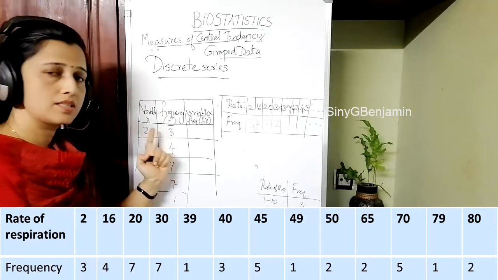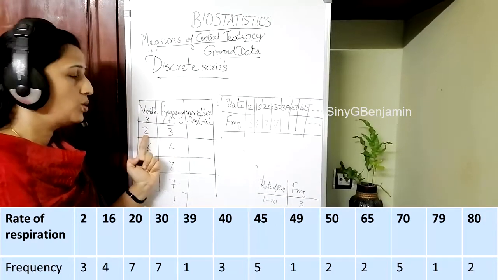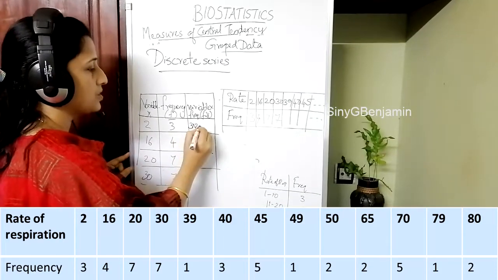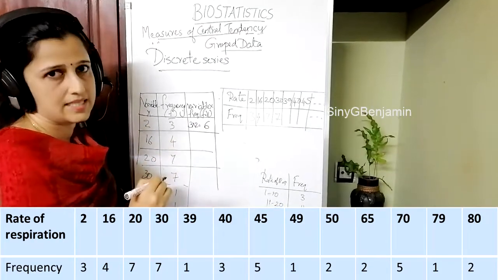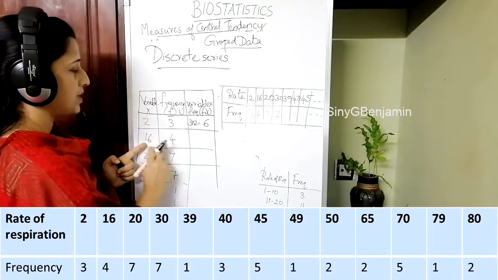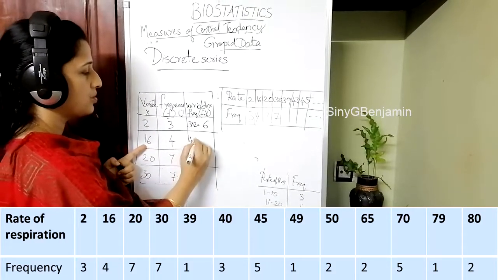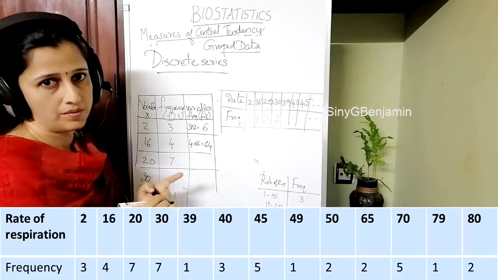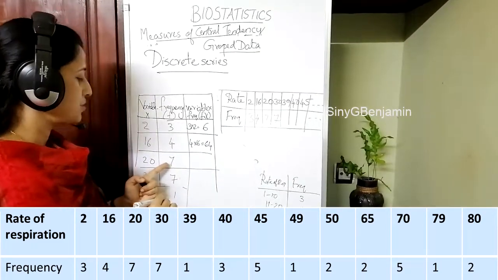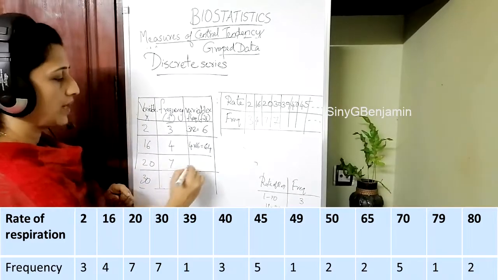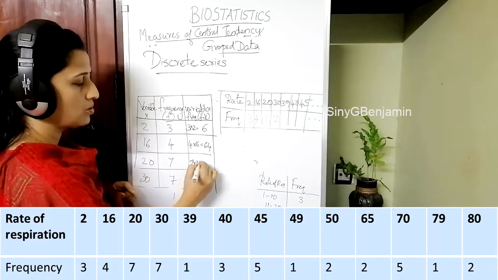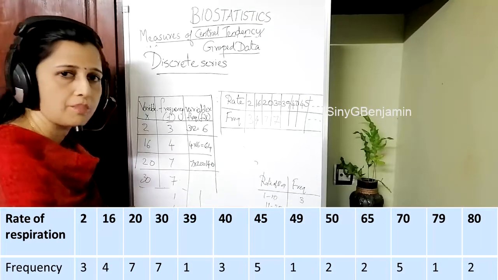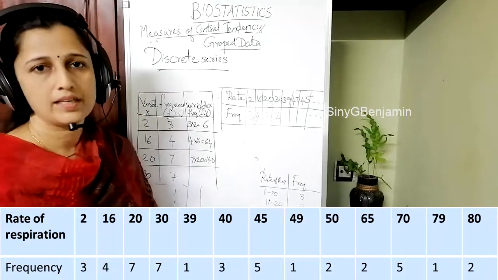In the column frequency into variable, what you have to do is multiply 3 with 2. 3 into 2 is 6. And here you have to multiply 4 into 16, that is equal to 64. And here you have to multiply 7 with 20. 7 into 20 is equal to 140. And the complete table has to be completed like this.